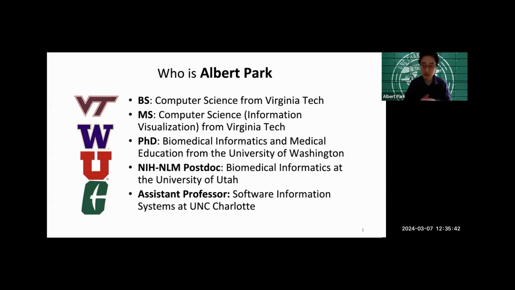My name is Alpar. I earned a BS and MS in computer science from Virginia Tech, a Ph.D. from the University of Washington. Then I did a postdoc at Utah. And now, as mentioned, I'm an assistant professor at UNC Charlotte.